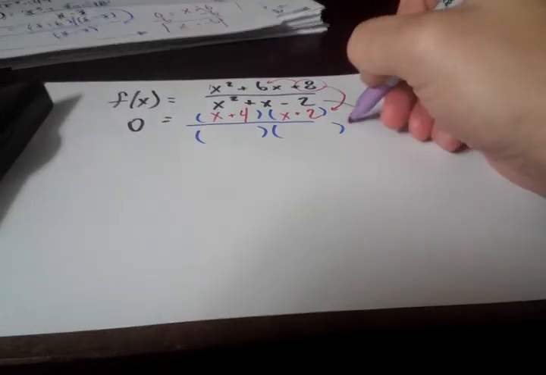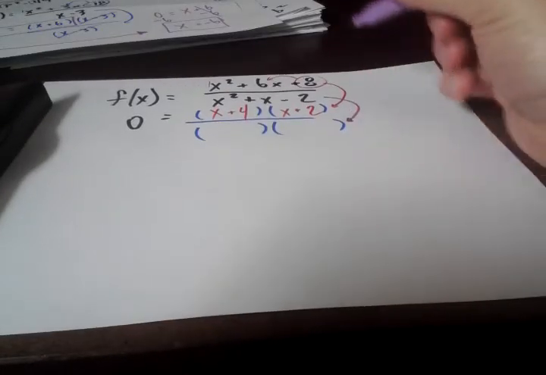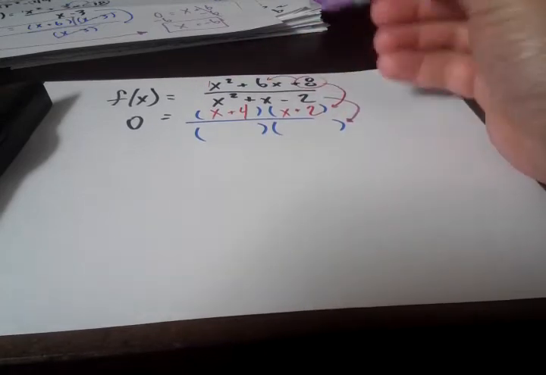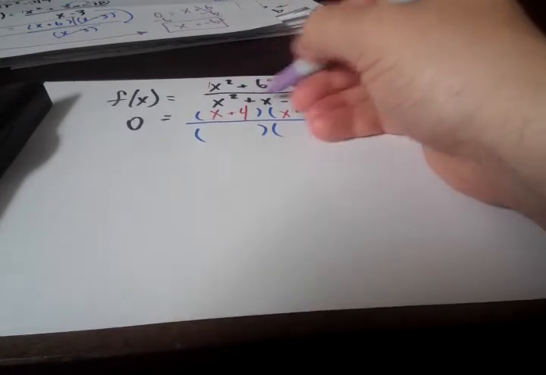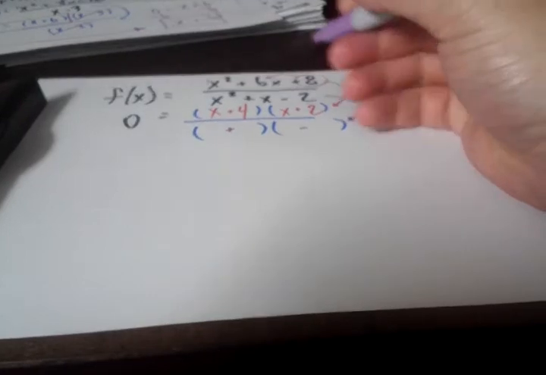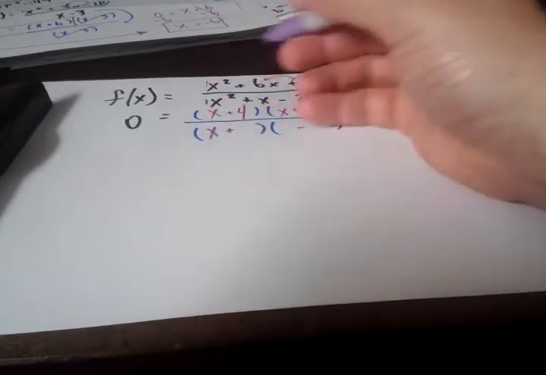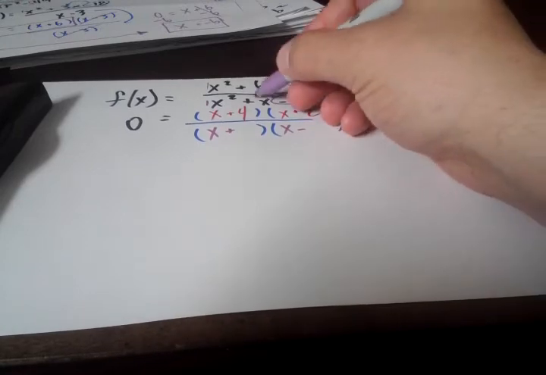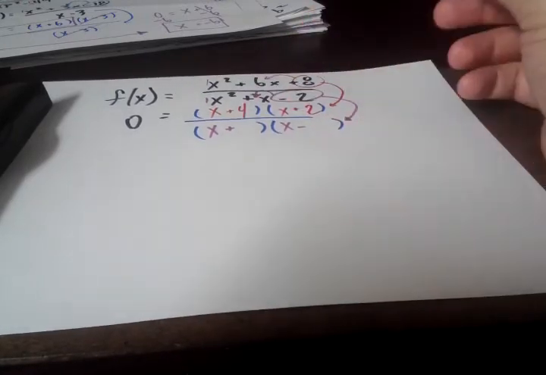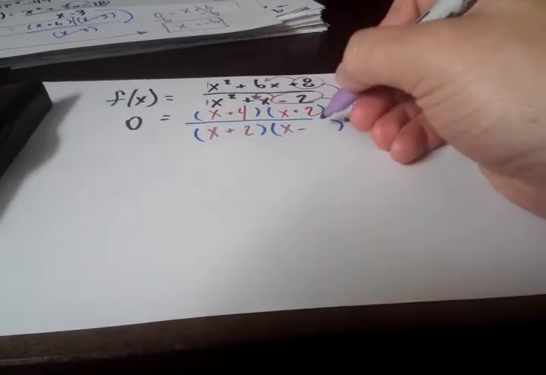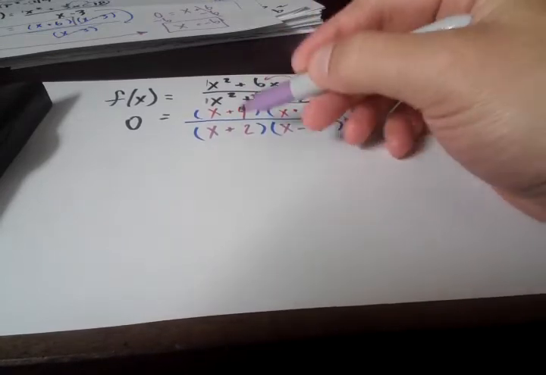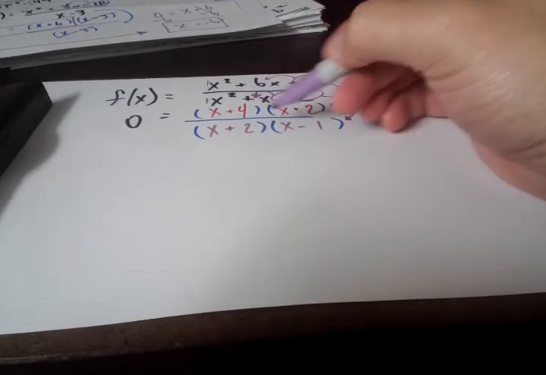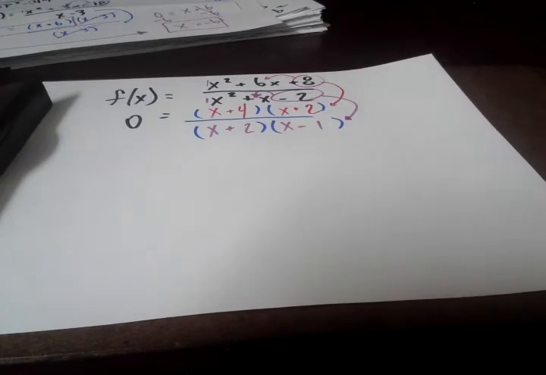Now let's go ahead and factor this bottom one. Let's expand that bottom part of our fraction. x squared plus x minus 2. Plus minus is plus minus. A is 1, so x goes here and here. Factors of negative 2 that add to positive 1 should be a 2 and a negative 1. Right, 2 minus 1 is 1. 2 times negative 1 is negative 2.